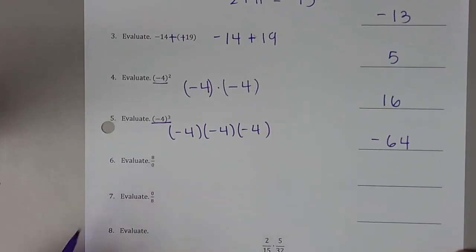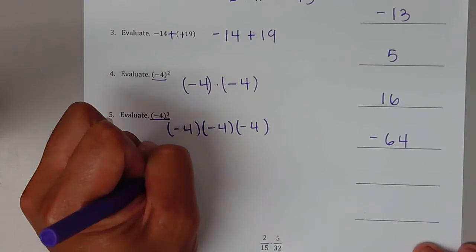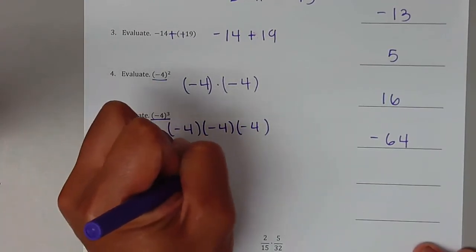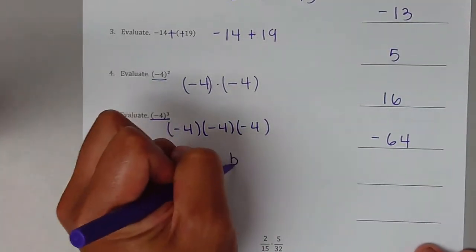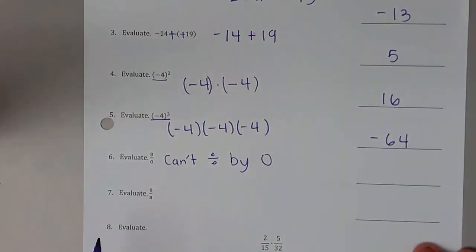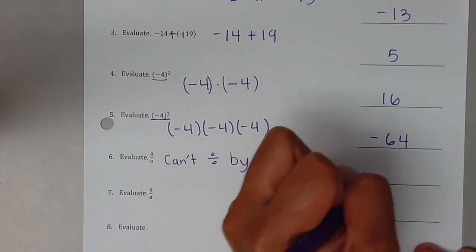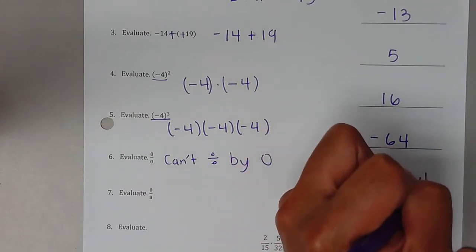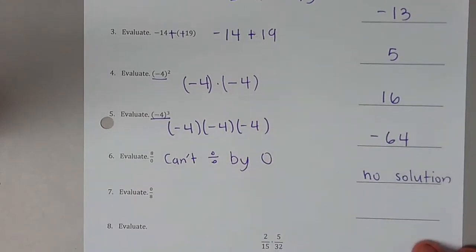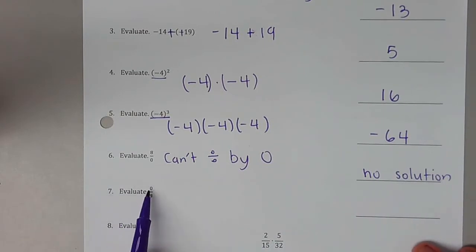All right. Question number 6. 8 divided by 0. We can't divide by 0. That's just a math law. Can't divide by 0, so what happens? That's no solution. No solution.